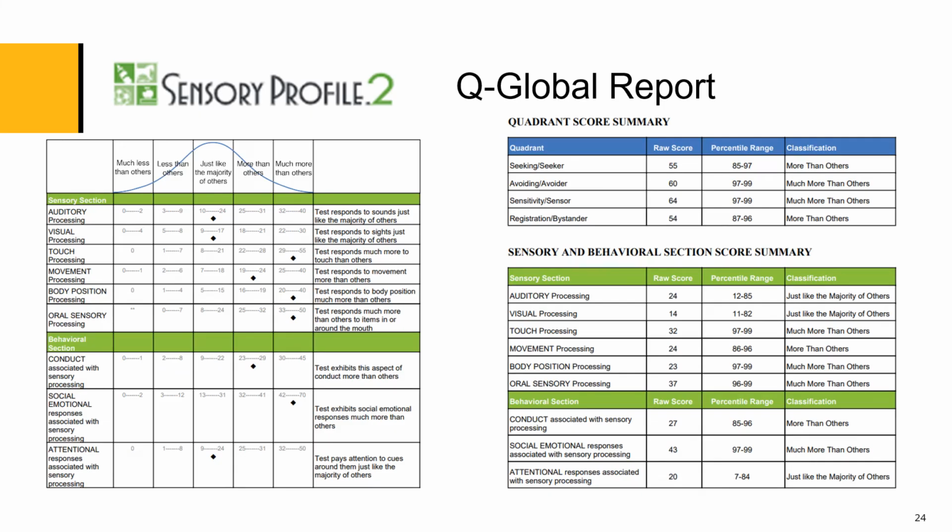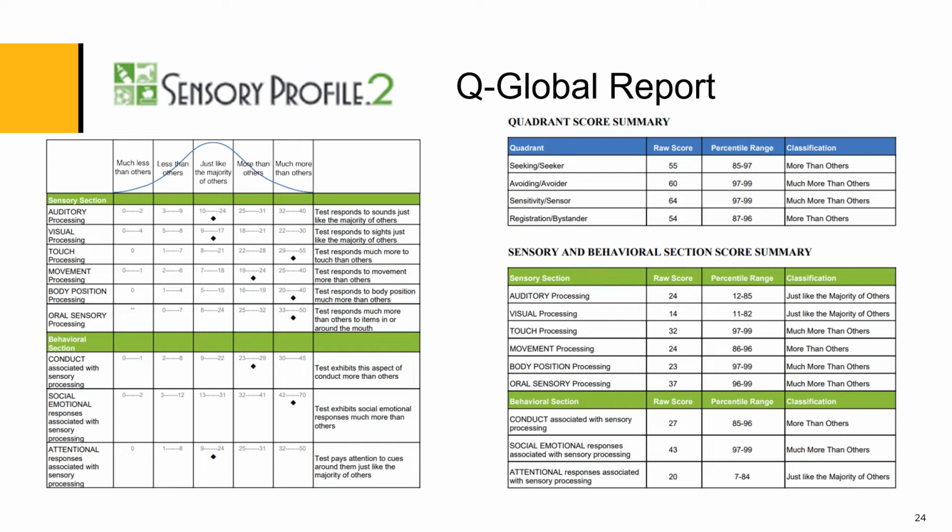So here's an example of a test that I completed on Q Global and is what you'll see in your report. On the left, you'll see that the test responds to sounds just like the majority of others within auditory processing, and that's then plotted on the bell curve. You can see that just like auditory processing, visual processing is also just like the majority of others, but then you can see down a little bit further that touch processing, body position processing, and oral sensory have been plotted in that much more than others category.